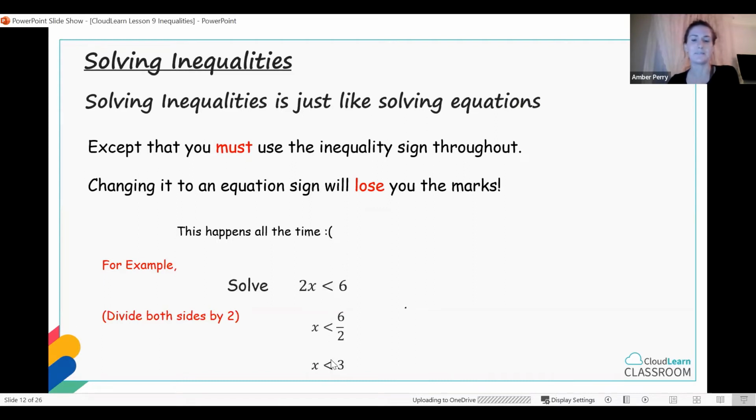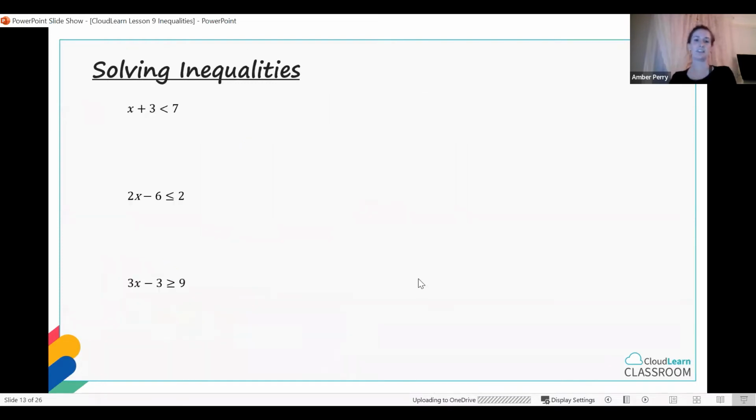So we use the same method, but we cannot put an equal sign in there. And it's really, really common in an exam to see people putting equal signs in there instead of the inequality sign. So just be really careful when you're doing your exam to make sure you don't do that, okay? So let's have a go at doing some. Just a quick review then. How do we do these questions?